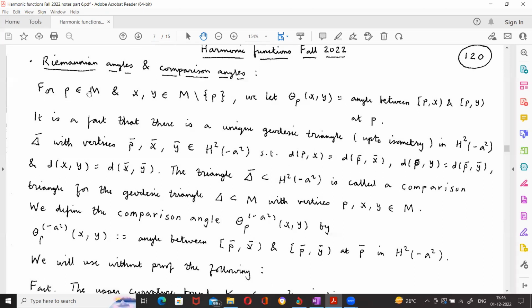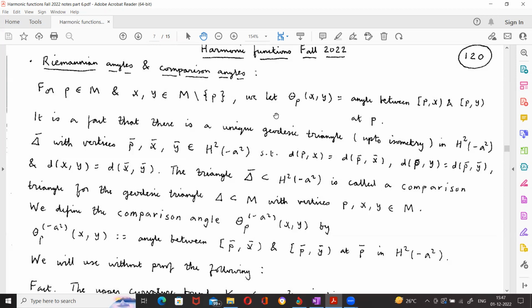So now I need to talk a bit about Riemannian angles and comparison angles. Okay. So the Riemannian angle between two points x and y with respect to a base point P, theta P of x y, means you take the unique geodesics from P to x and P to y, and you look at the angle between these geodesics at the point P. That means the angle between their tangent vectors at P.